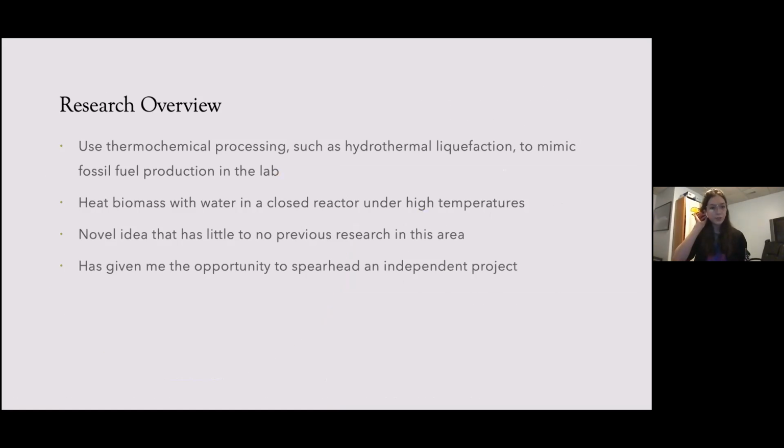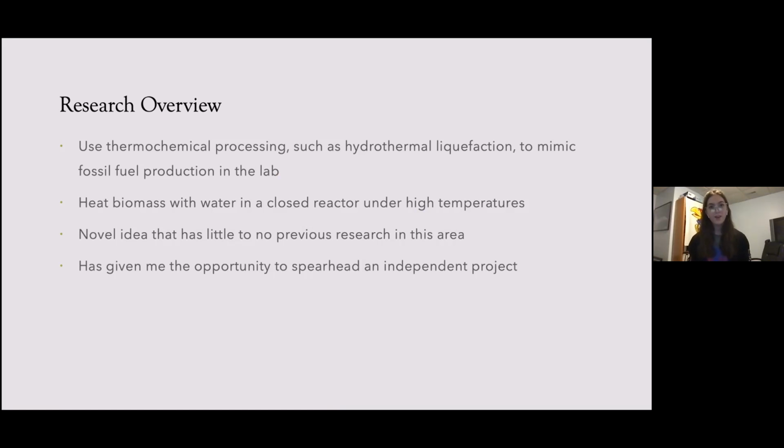So my research uses thermochemical processing, specifically hydrothermal liquefaction, which is a big long word to mean that it mimics fossil fuel production in the lab. So we take hemp biomass and we add a little bit of water in a 450 milliliter reactor. We close it up really tight so that there's no leaks, and we heat it up. And these high temperatures create high pressure within the vessel, and this mimics fossil fuel production, like what happens geologically over millions of years, except this reaction only takes a few hours.